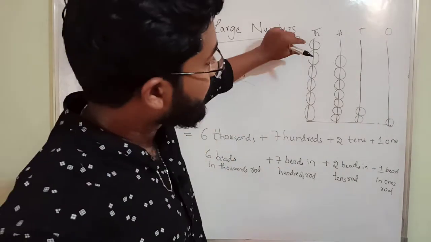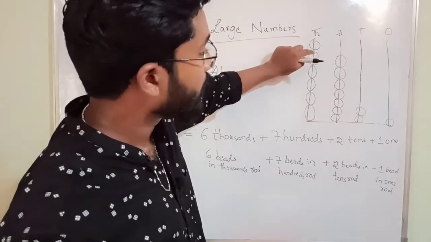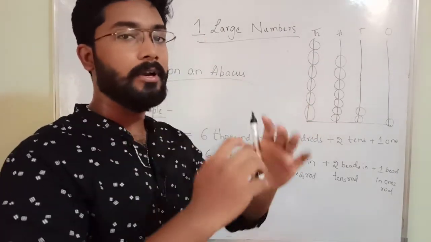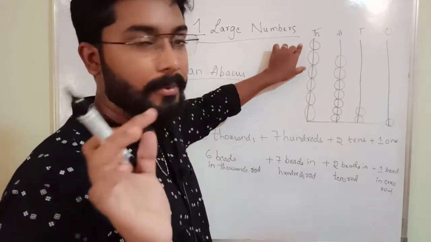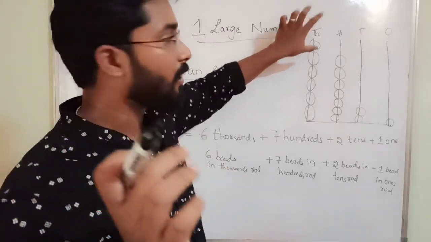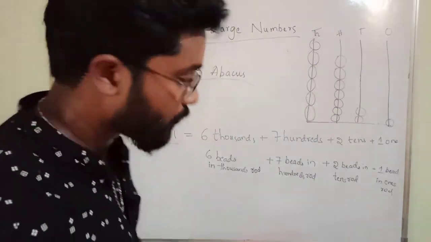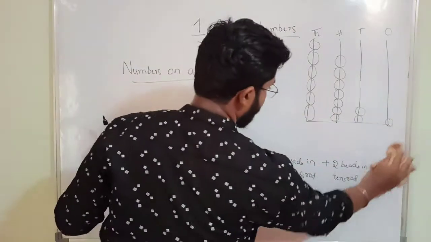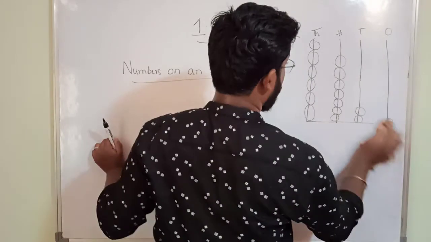So don't confuse with the size of the beads. You should count how many beads are there. One may be up, one may be down. That's not the problem. Ultimately you should understand how to represent a number in abacus form. That's all.